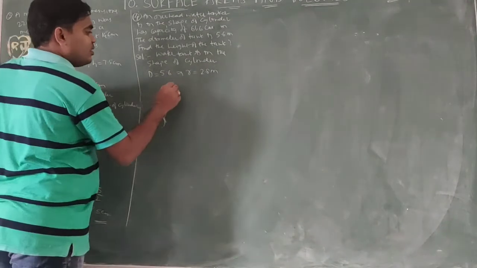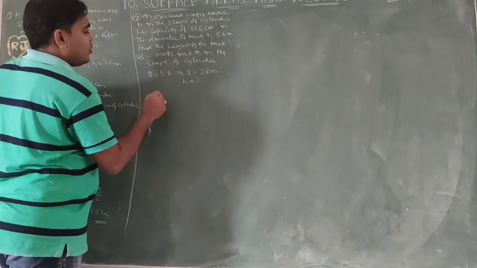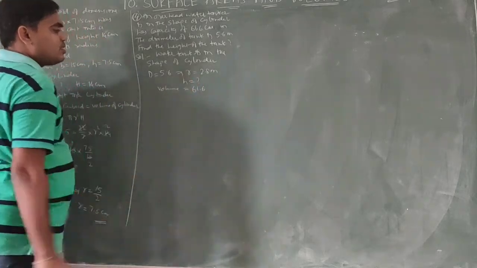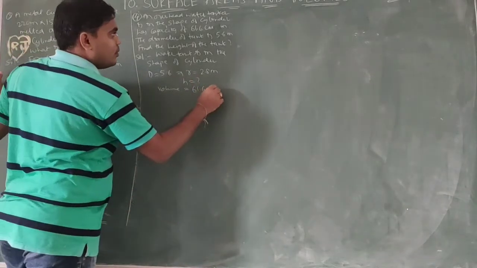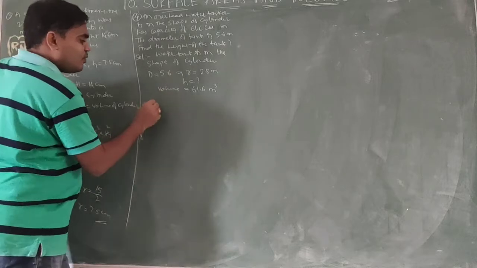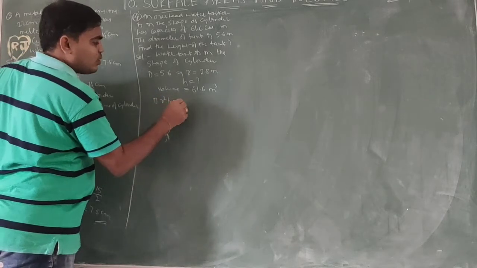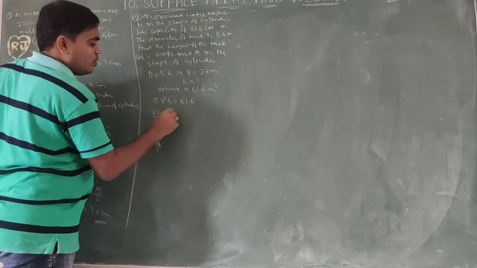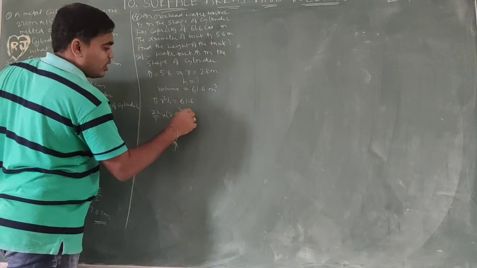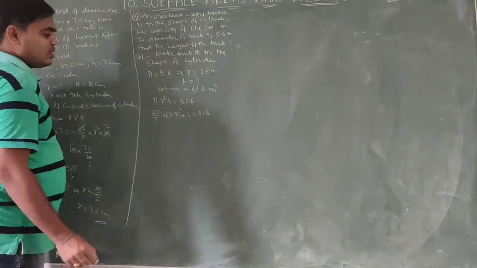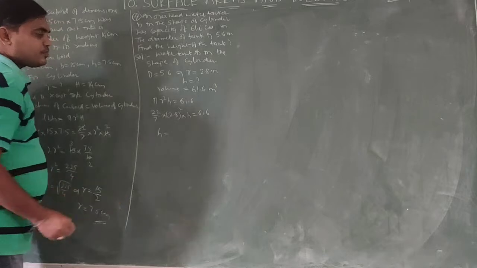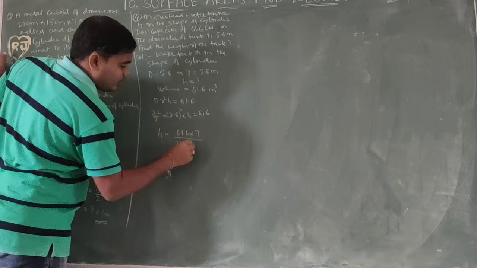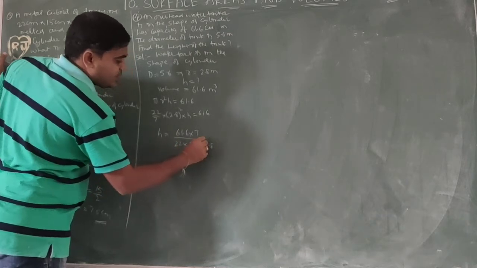Next, height we don't know. The volume of water is nothing but the volume, 61.6 cubic meters. Volume is pi r squared h equal to 61.6. Pi value 22/7 into r value 2.8 whole squared into h equals 61.6. So h equals 61.6 into 7 by 22 into 2.8 into 2.8.